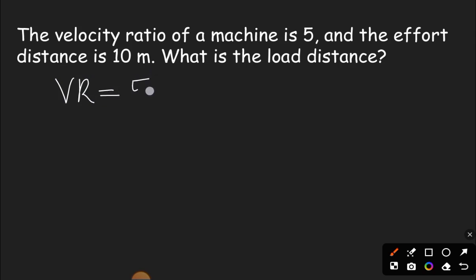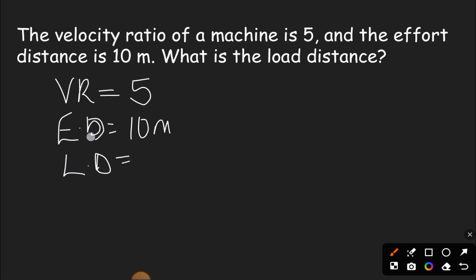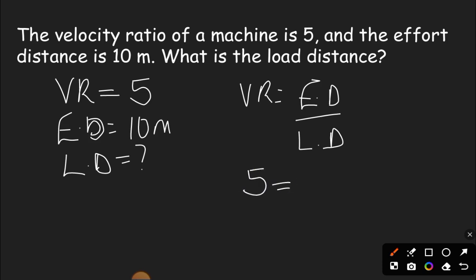The velocity ratio of a machine is 5, and the effort distance is 10 meters. Calculate the load distance. So we are saying velocity ratio equals effort distance over load distance. So the velocity ratio is 5 equals effort distance of 10 over load distance, which we don't know.